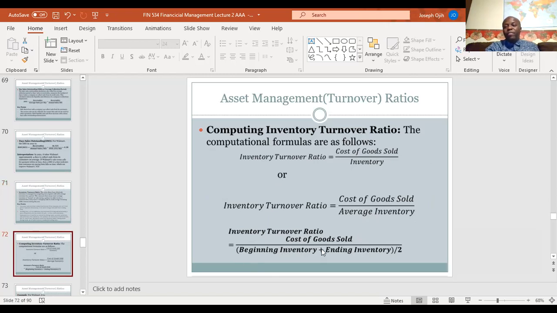Now, for these two, you use the inventory at the beginning of the year and the inventory at the end of the year to calculate it. But I'm going to make it simple. The simplest way is to use the first formula, which is cost of goods sold divided by the inventory. Now, for Walmart, we're going to figure it out right away. The inventory turnover ratio for Walmart.